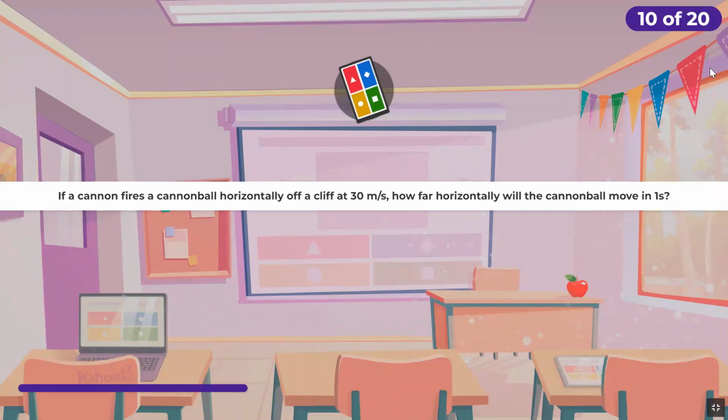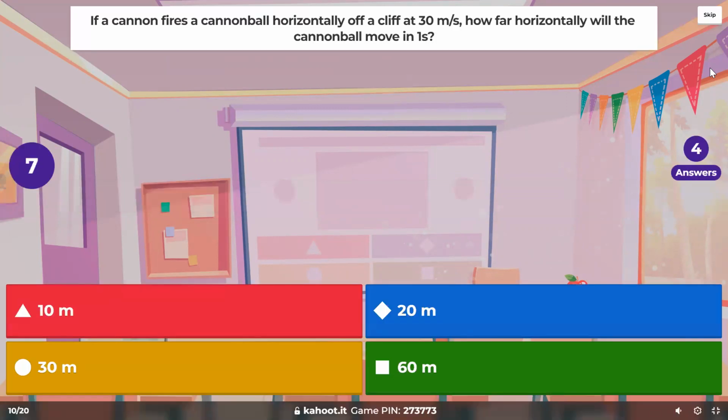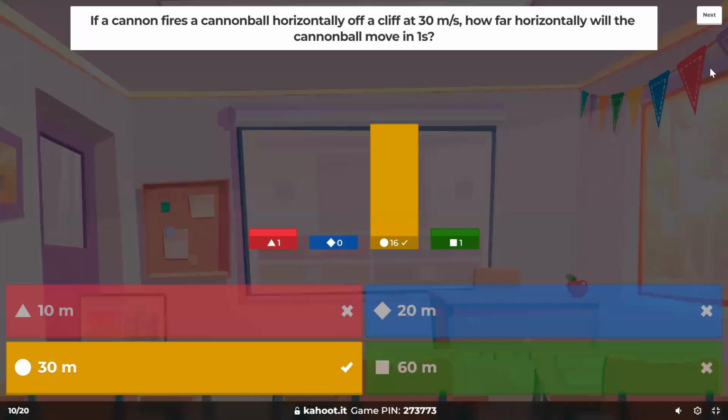A cannon fires a cannonball horizontally off a cliff at 30 meters per second. How far horizontally does the cannonball move in 1 second? It's horizontal motion. Yeah, 30 meters. So every second it's moving 30 meters horizontally. Now vertically, it's a more complicated story.